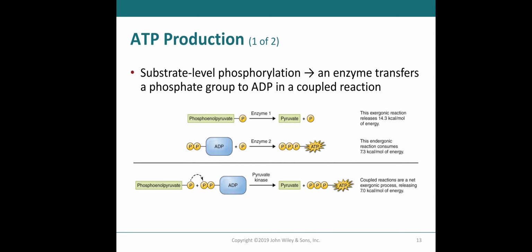So the net of these coupled reactions is exergonic, releasing 7 kilocalories per mole of energy. So basically here, what happens in substrate level phosphorylation is that you transfer a phosphate group from phosphoenol pyruvate to ADP to form ATP. And in doing so, you are producing the high energy molecule ATP. Now, if you are going to ask, why do we have to do this when phosphoenol pyruvate is already a high energy molecule? Because remember, the hydrolysis of phosphoenol pyruvate here is 14.3, a significantly higher energy release than the hydrolysis of ATP, which is just 7.3 kilocalories per mole.